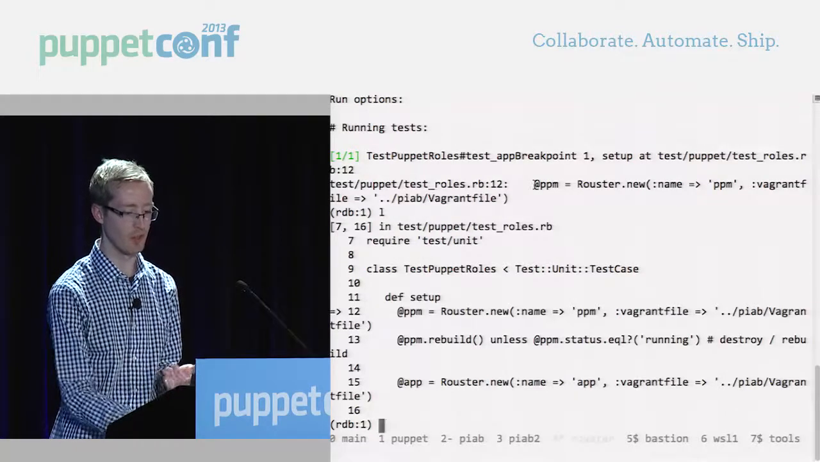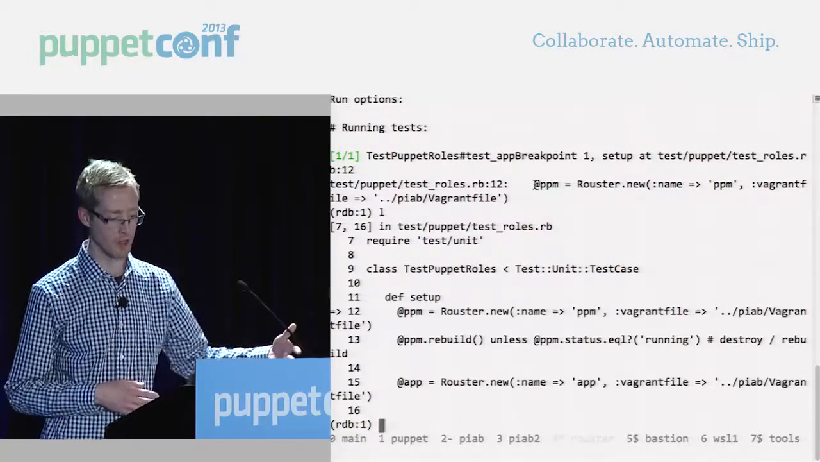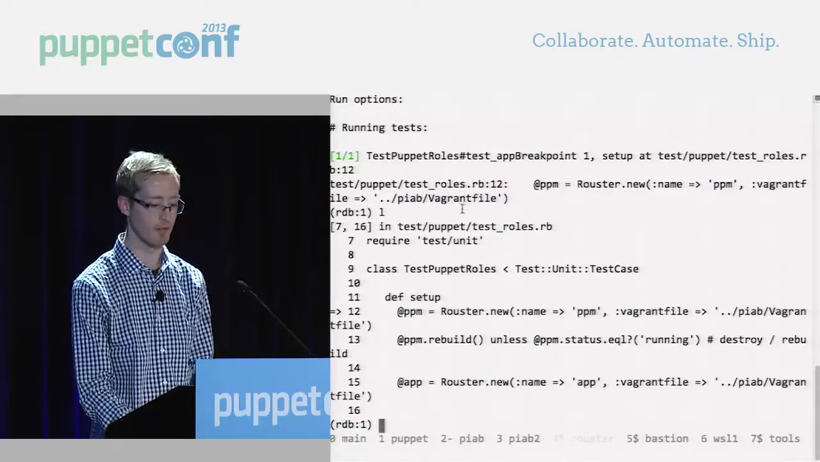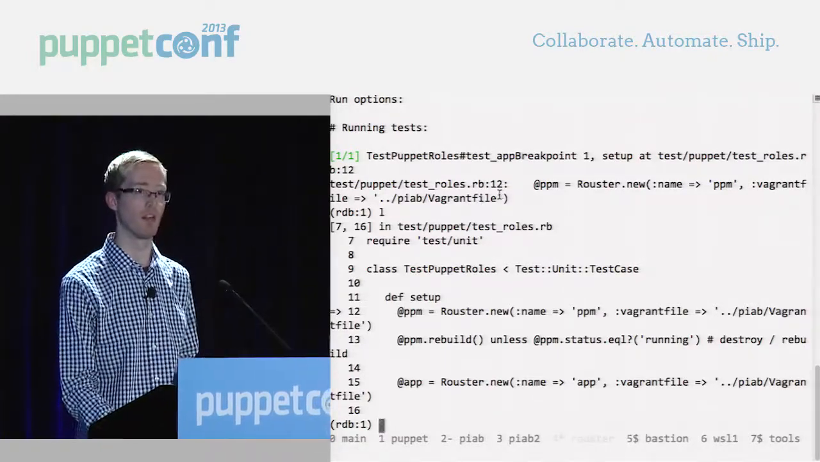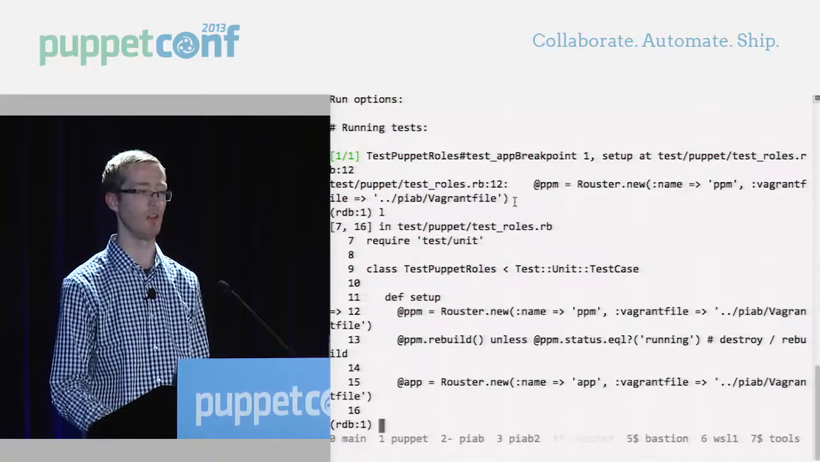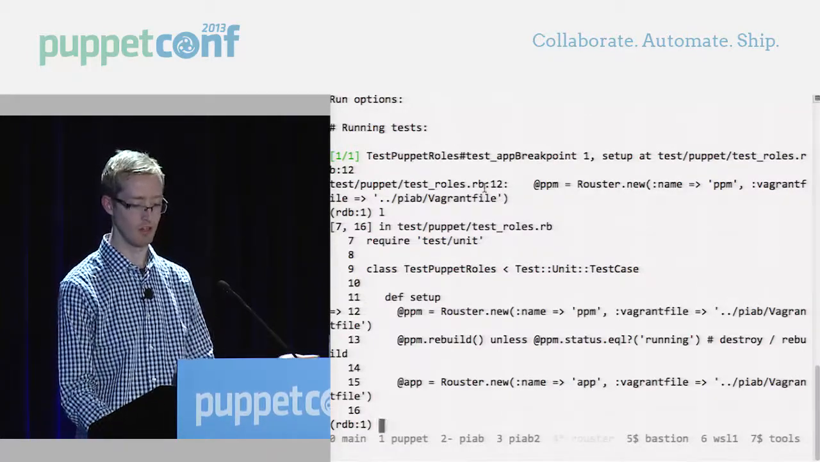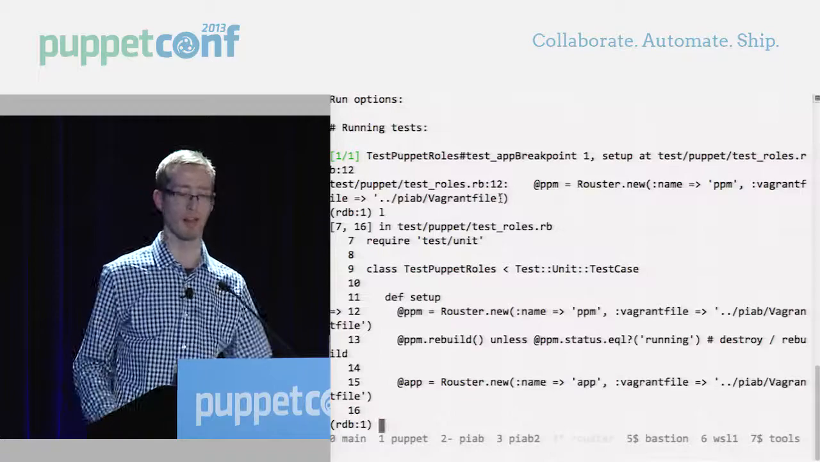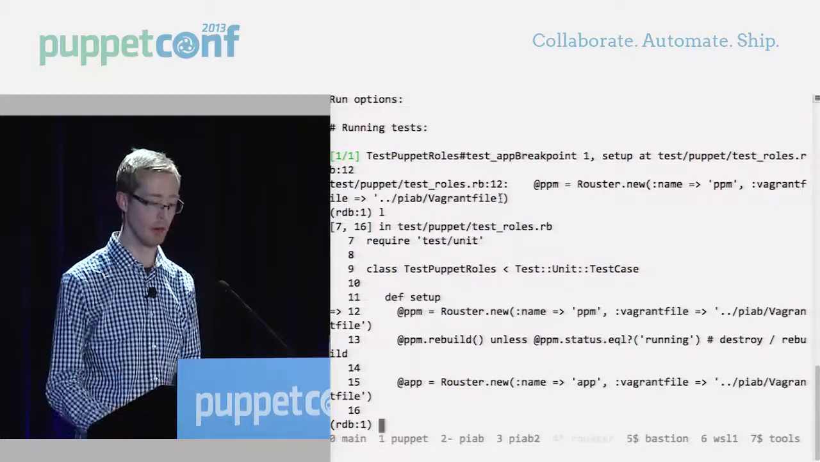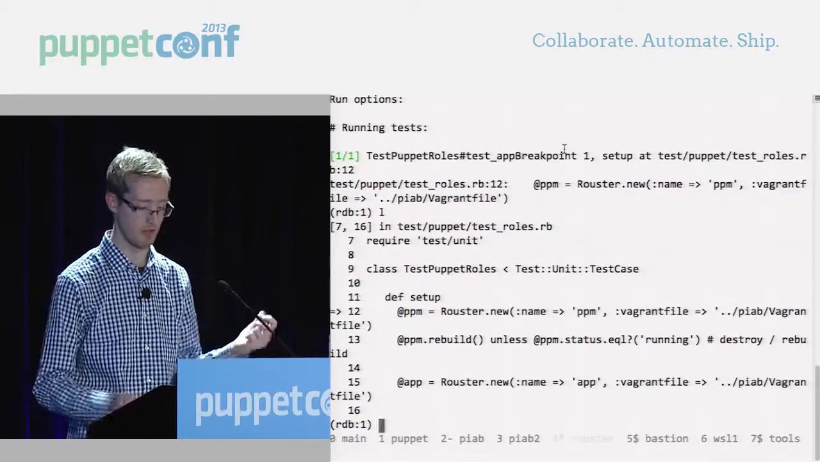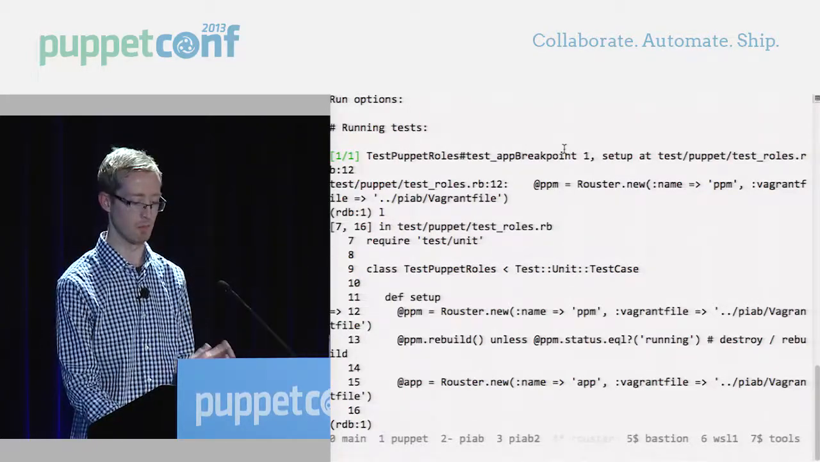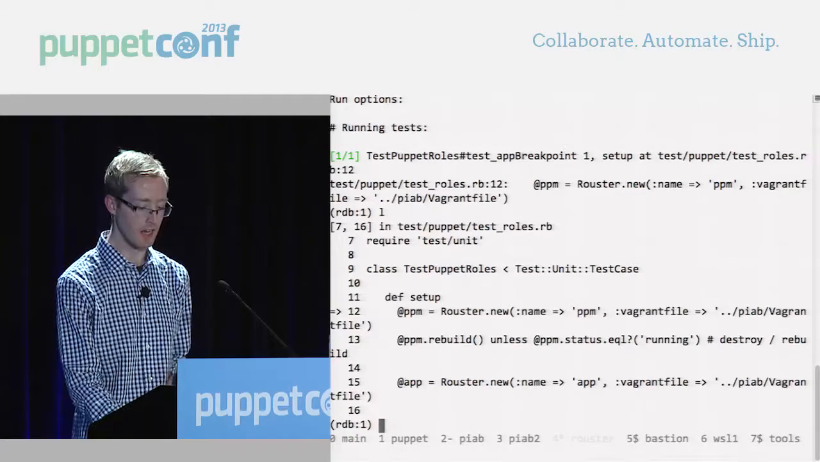You can see here that when I'm instantiating this Rouster object, our Vagrantfile actually lives in another directory from where the test is running. So what you have to do is tell Rouster where the Vagrantfile is. Just give it a relative or a complete path, and then you're done. Just keep going. So we instantiate a PPM, which is the Puppet master, and an app server, since we want to be able to run Puppet.